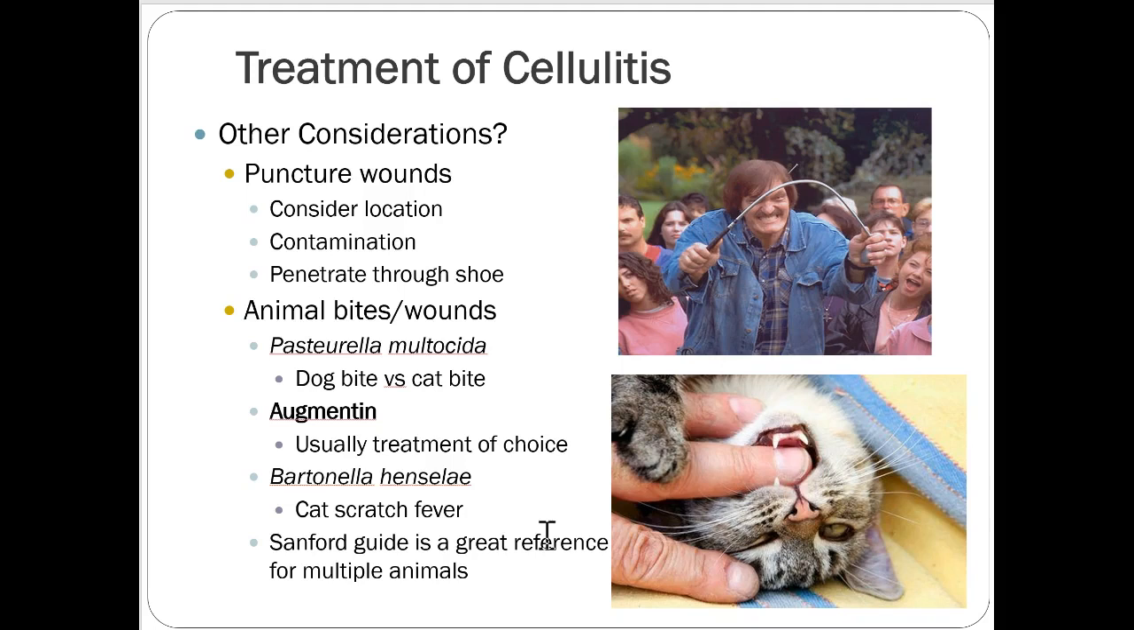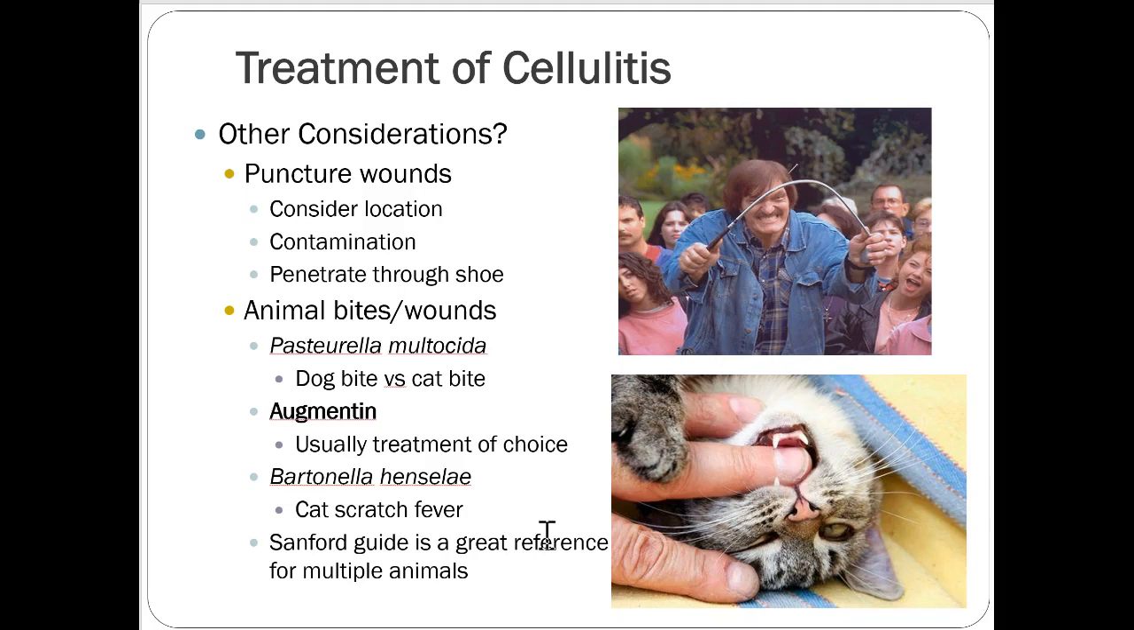You're looking at Pasteurella multocida as the organism that is in animal mouths, and usually the drug of choice here is going to be Augmentin, and that's pretty much for any animal bite you'll encounter. So dog and cat bites are most common just based on being common pets. There's a lot of other bites that could possibly have different implications. So the Sanford Guide actually is a really great reference for animal bites if you use that particular reference. Otherwise, again, it's mostly Augmentin.